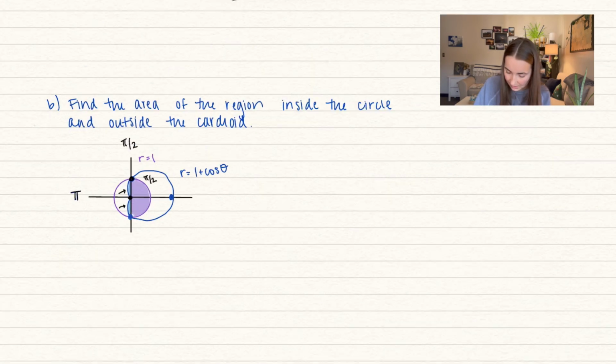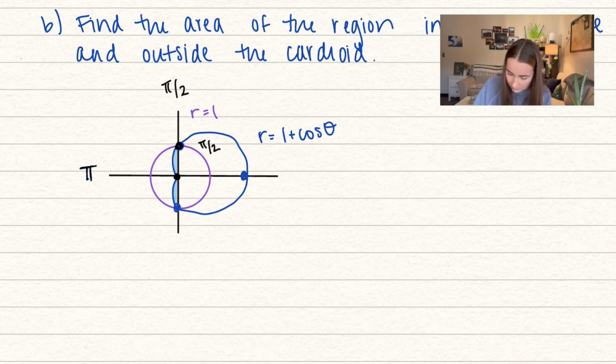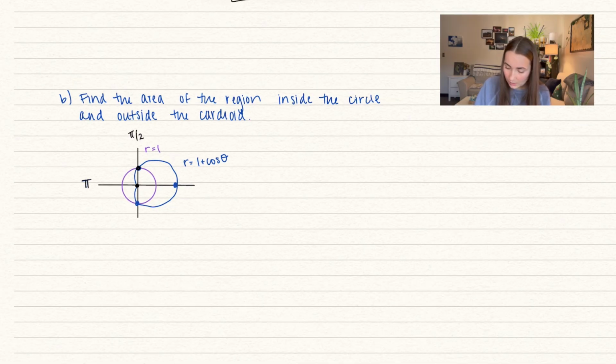I'm going to erase the area that we already found. Alrighty, so the area we're going to find here is inside the circle but outside of the cardioid, which is going to be this little guy right here. And actually, we don't even need to do any more integration because we already found most of these pieces.